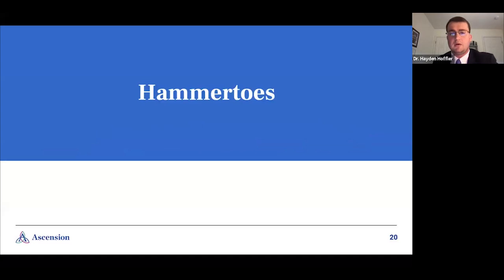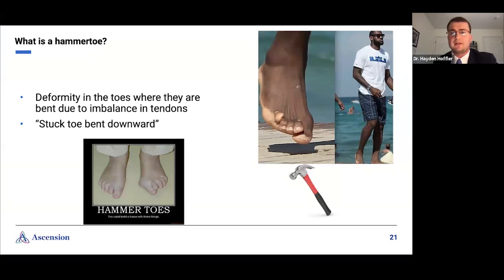Alrighty. Great. So now we're going to talk about hammer toes and what all is involved with hammer toes. So what exactly is a hammer toe? So in my terms, a hammer toe is a deformity of the toes where they're bent due to imbalance in tendons. A lot of the terms that patients use when they see me is their toe is either stuck, bent downward, or even bent upwards.